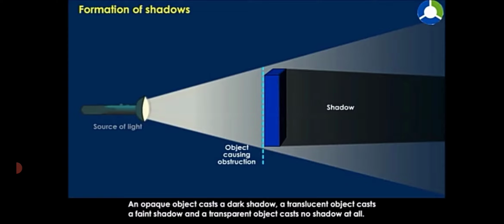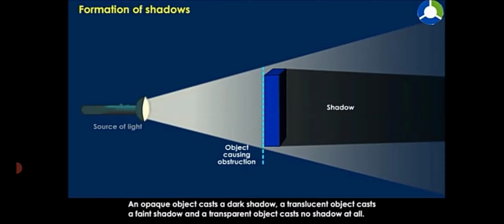An opaque object casts a dark shadow, but a translucent object casts a faint shadow, and a transparent object casts no shadow at all. The three types of objects we have, opaque, translucent, and transparent, we studied in 6th class. An opaque body doesn't allow any light to pass through it, so it forms a dark shadow.